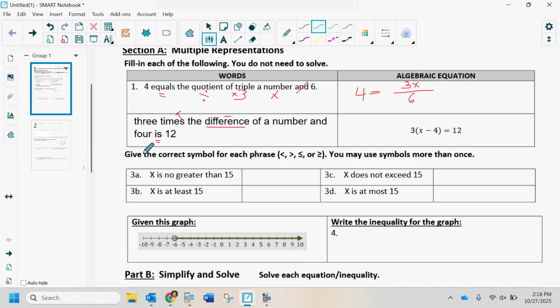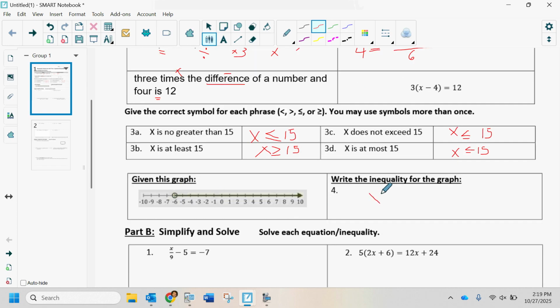Now for these, we want to write the variable and the number, and then we want the correct symbol. So no greater than means it's less than, it is equal to 15 and below. X does not exceed. Exceed means go past, but guess what? We can go to 15. And then X is at most 15. Same thing, we don't go past 15, but it's an equal sign. X is at least 15. That means X has to be bigger than 15, but it also could be 15.